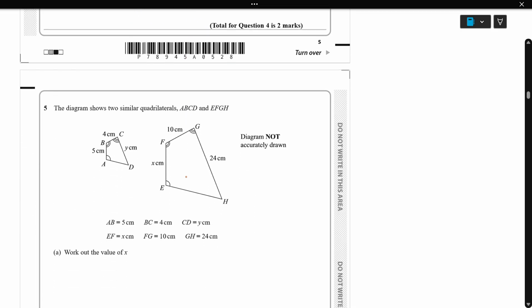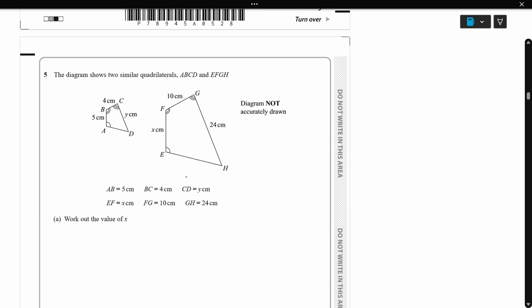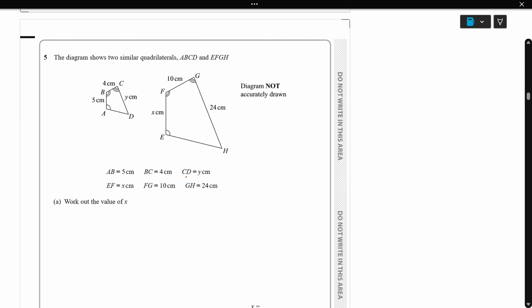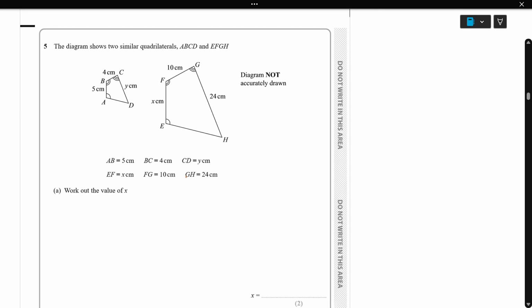The next one: the diagram shows two similar quadrilaterals ABCD and EFGH. There is something missing, so we need to find it out. When shapes are similar, first we need to find the scale factor. See here, one side is common, and these two sides are already given. So 10 over 4, which is equal to 5 by 2. So this is the scale factor.